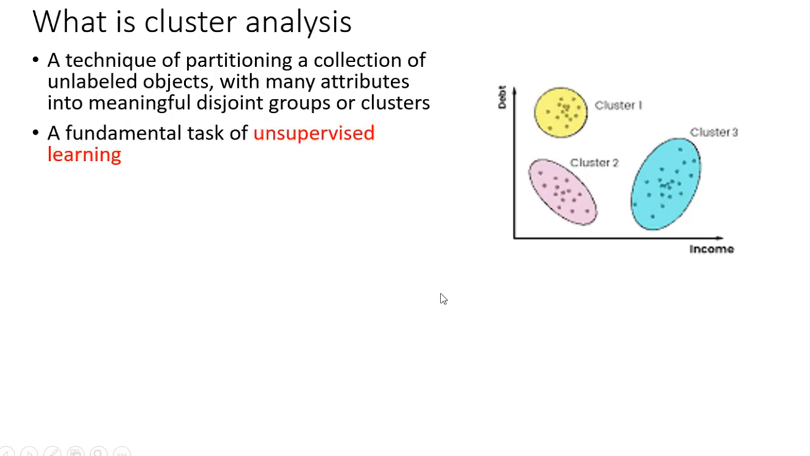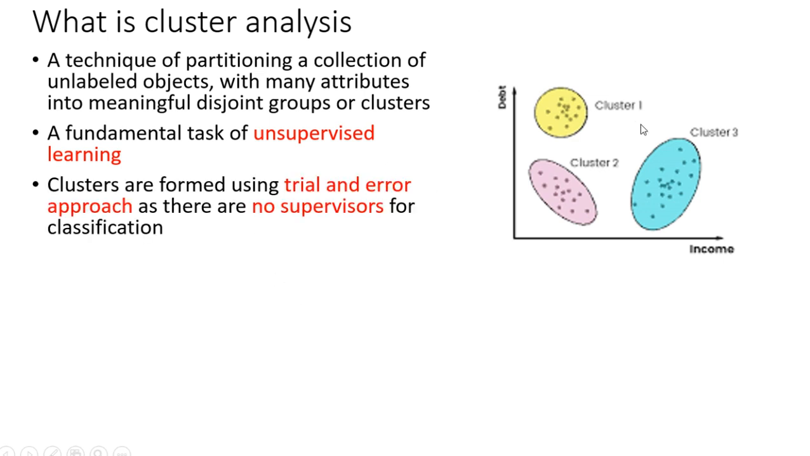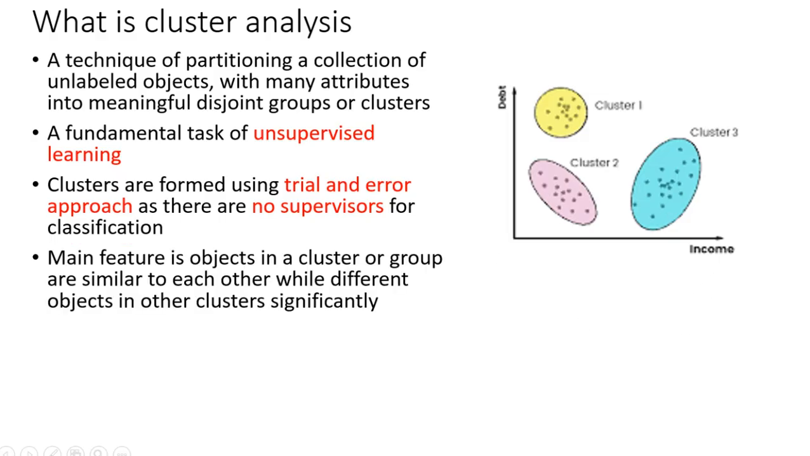The data points within a particular cluster have similarities, whereas data points of different clusters have different attributes. So basically, cluster analysis is a fundamental task in any of the unsupervised learning. We have discussed supervised versus unsupervised. Since in unsupervised learning we do not have labels for the objects, clustering plays a fundamental role. Clusters are normally formed using a trial and error method, because we do not have any supervisor here for the classification purpose.